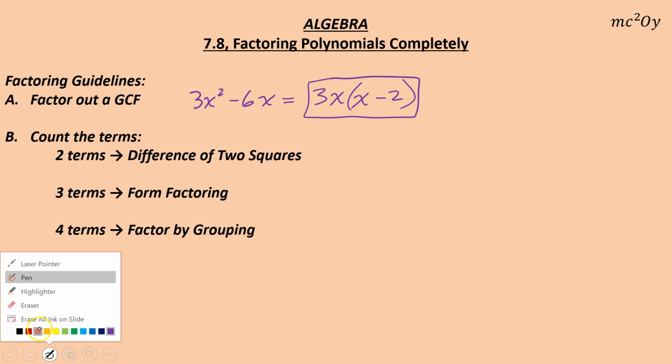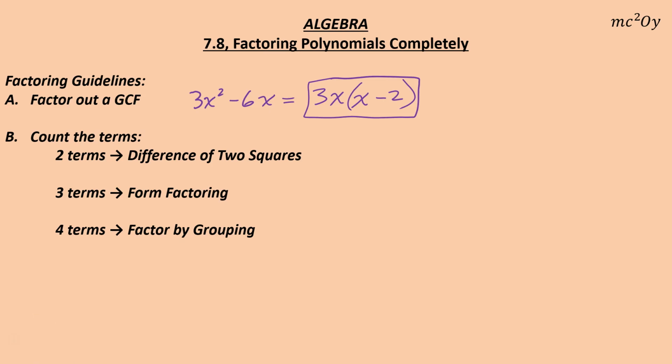Okay. After you take out a greatest common factor, you want to count the terms. So we just kind of have a checklist here. The next thing is we count the terms. So if there are two terms, we're going to look for difference of two perfect squares. So for instance, we have x squared minus 16. There's two terms, perfect square, and difference. So that becomes x plus the square root of 16, which is 4, and x minus the square root of 16, which is also 4.